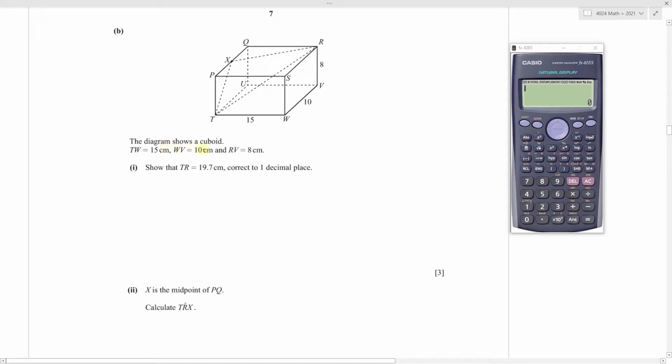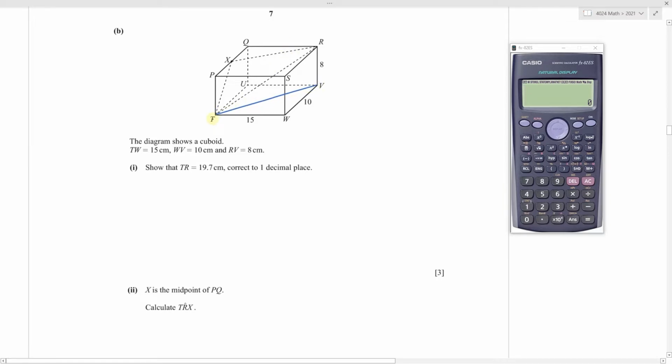Part B is the diagram shows a cuboid. You're given a few lengths. Show that TR is 19.7 centimeter correct to one decimal place. So TR is your length. This one, you have to show that this is 19.7 centimeter. So if I draw a straight line from T to V, let's do that here.